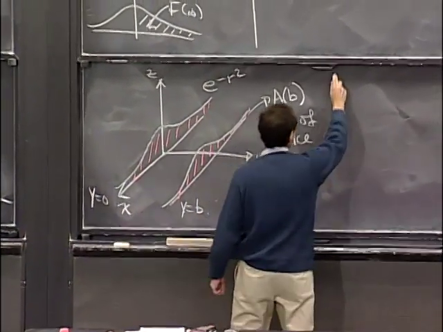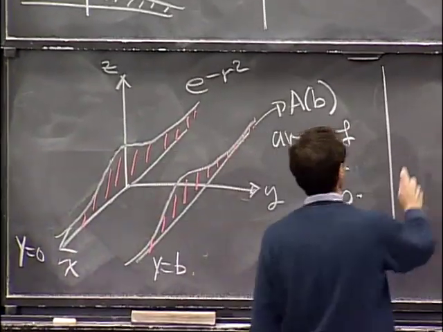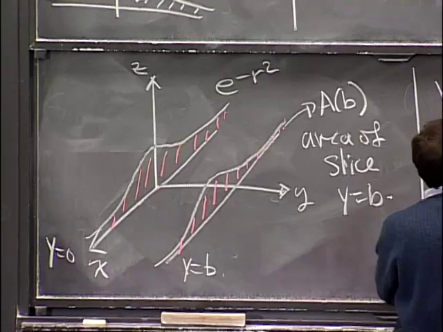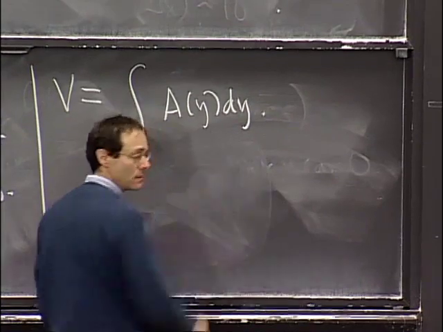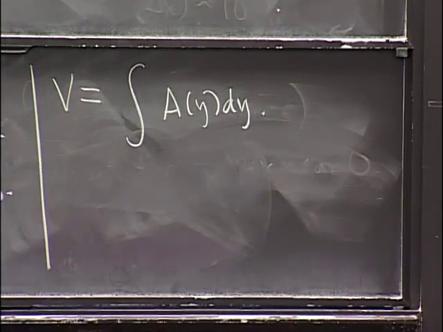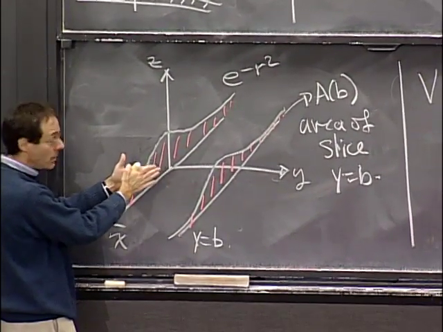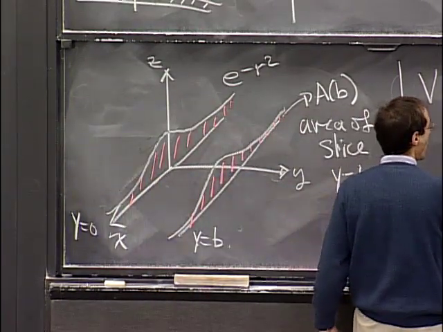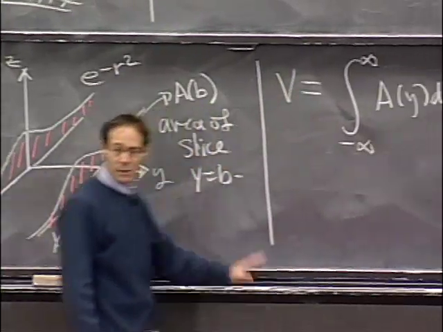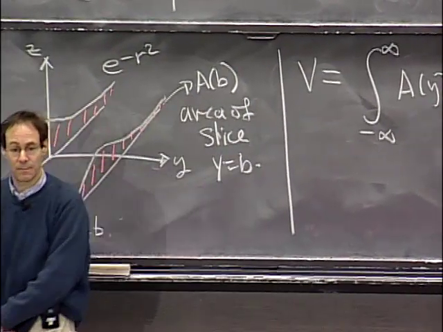Now here's the formula for volume by slices. The formula for volume by slices is that you add up the areas of the slices. That's how you do it. You take each slice, you take the cross-sectional area, and then you take a little thickness, dy, and then you add all of them up. Now, because this is extending over the whole plane, we're going to have to go from minus infinity to plus infinity. And this is the formula for volumes by slicing.